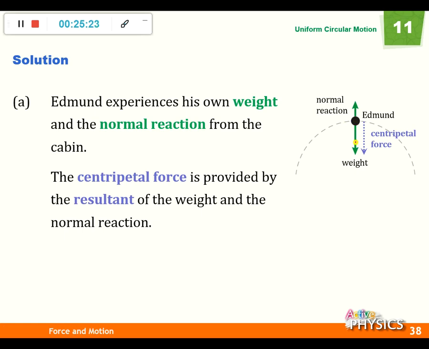If the weight and the normal reaction are balanced, then the net force would be 0. This object, the cabinet, would move forward. But no, moving forward is wrong. This should be circular motion. It means that the downward force should be greater than the upward force. They are not balanced. There should be a resultant. The resultant should be the difference between weight and the normal reaction. It means minus.